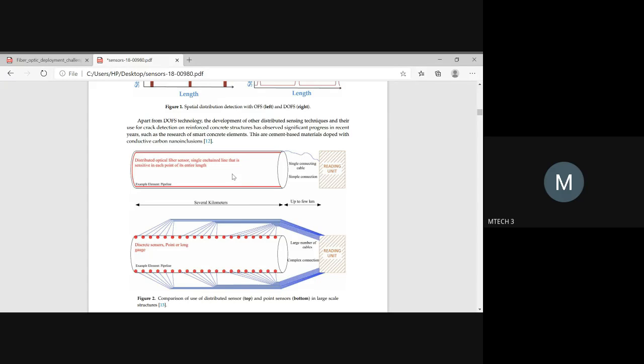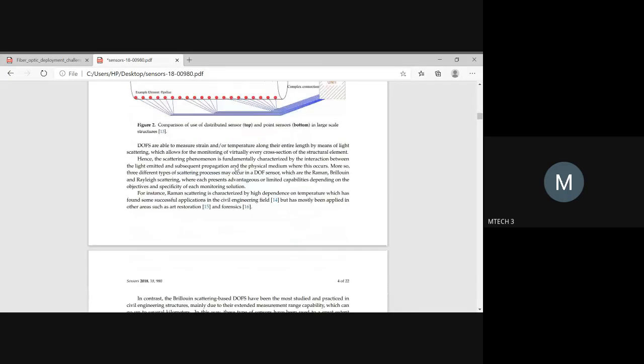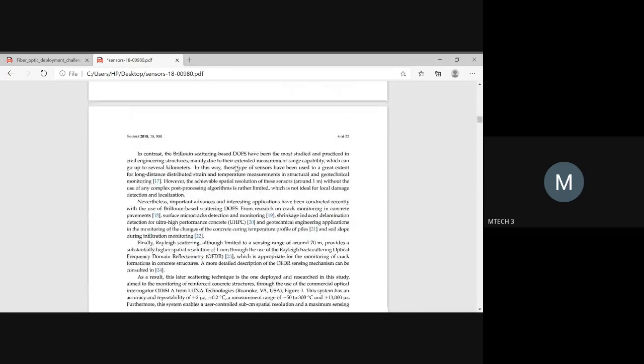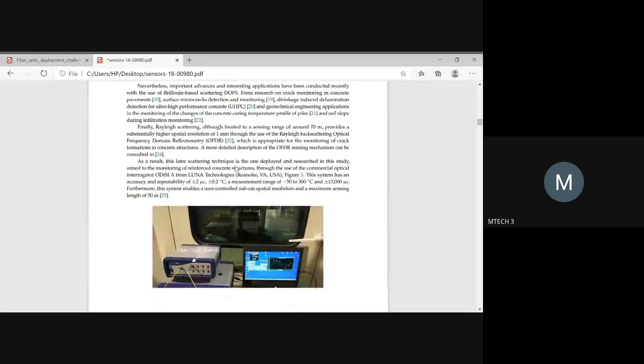If it is a small building or a small room, you can go with these point sensors, or else it is not advisable. We usually go with distributed optical fiber technology. So this is the difference between the two types of optical fibers. Any doubts associated with this?